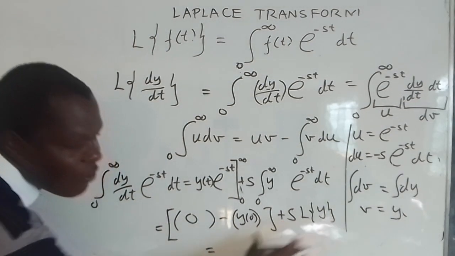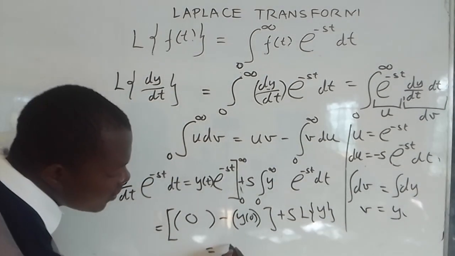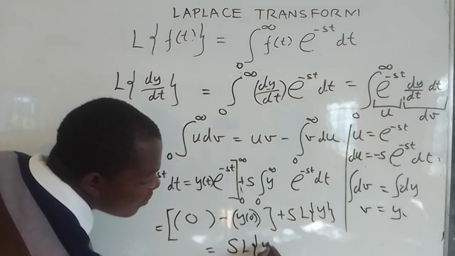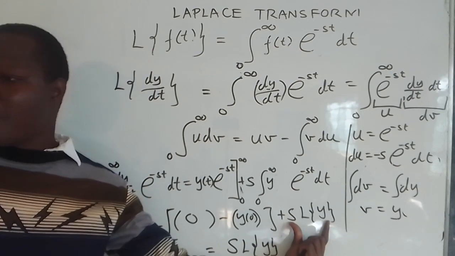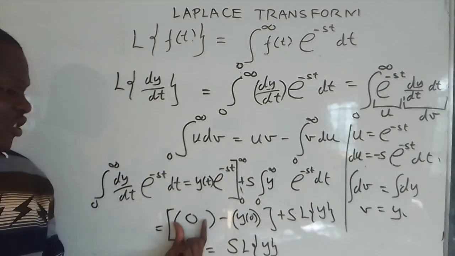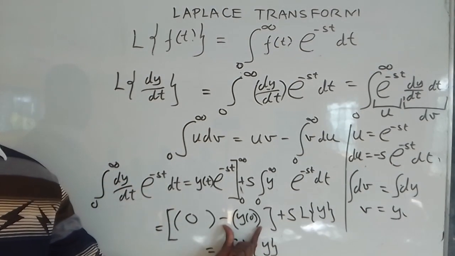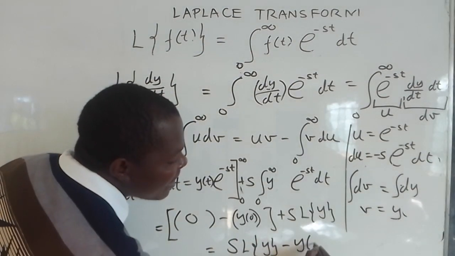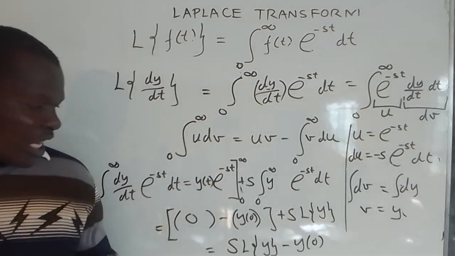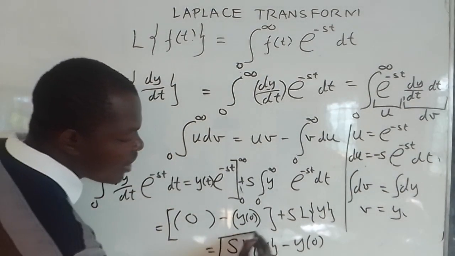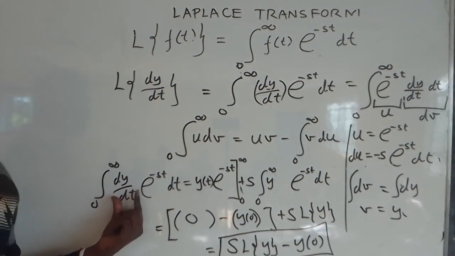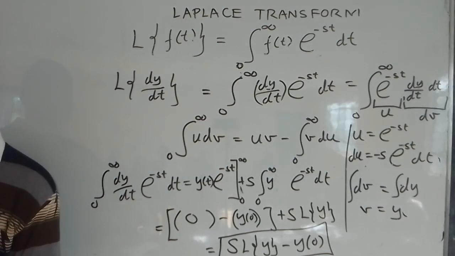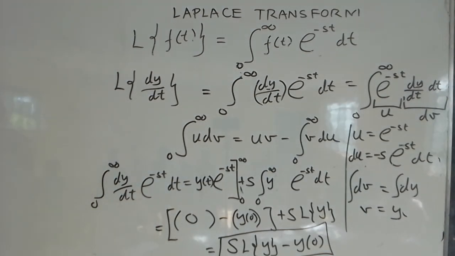So you start with the positive part, isn't it? Which is s times the Laplace transform of y. This is the positive part, isn't it? Then the negative part, the 0 is 0, meaning you remain with the minus y of 0. Are you seeing that? Minus y of 0. Now you've found this is the Laplace transform of the first derivative. Are you seeing that? The derivative of first order, isn't it?